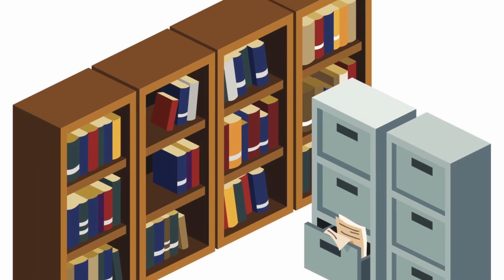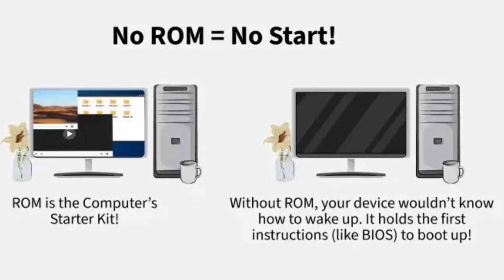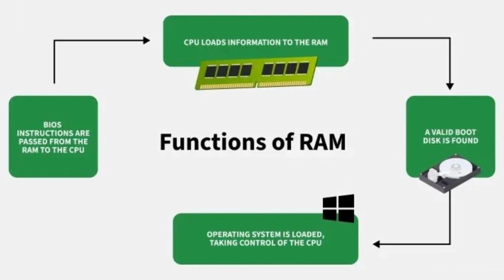Let's take a simple example. When you turn on your computer, the system uses instructions stored in ROM to start the operating system. Once the system starts, applications are loaded into RAM so you can use them efficiently. So both RAM and ROM work together to make your computer function properly. Without RAM, your system would be very slow. Without ROM, your computer would not even start.